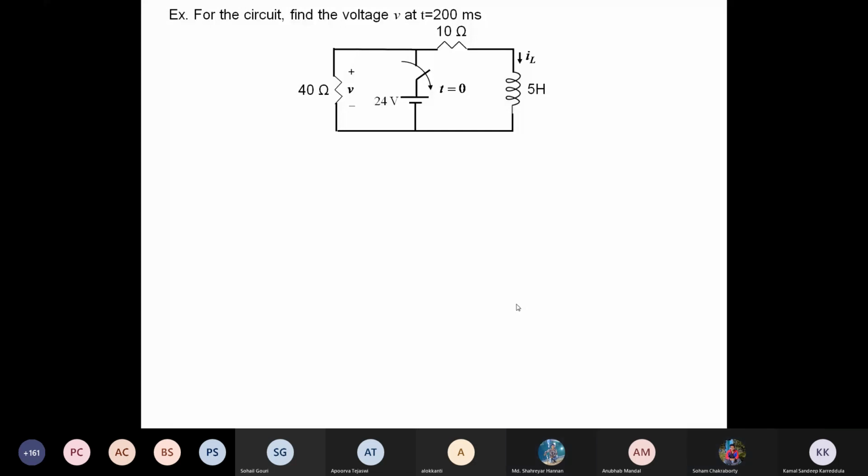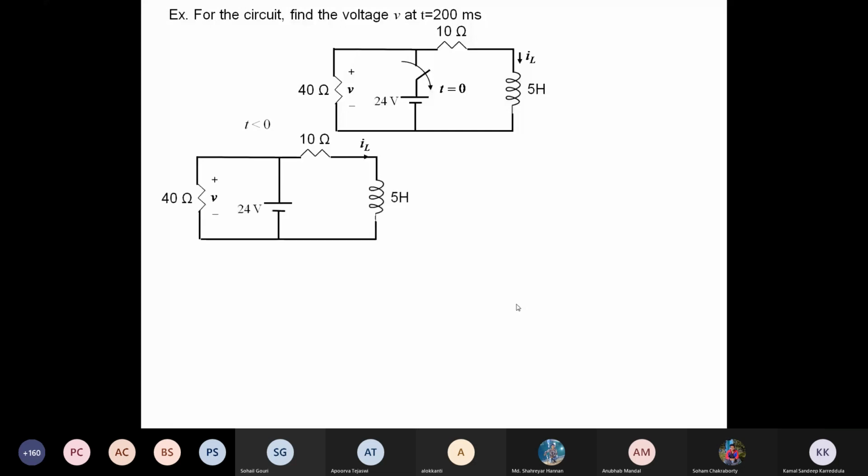So what are the possible circuits? There can be a t less than 0 condition, and this is the circuit at t less than 0, the same circuit but with the battery connected. It is a very simple circuit, you know how to solve it.